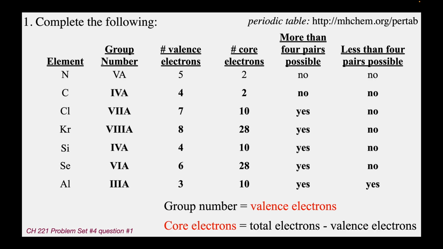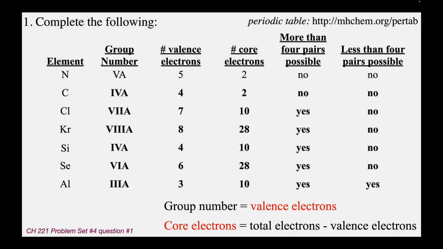13 total electrons minus 3 valence means 10 core electrons. Yes, it can make more than 4 pairs. It's rare, but it does happen. And most importantly, aluminum is the only one on this list that can have less than 4 pairs. Aluminum and boron and beryllium sometimes do their own thing, definitely.